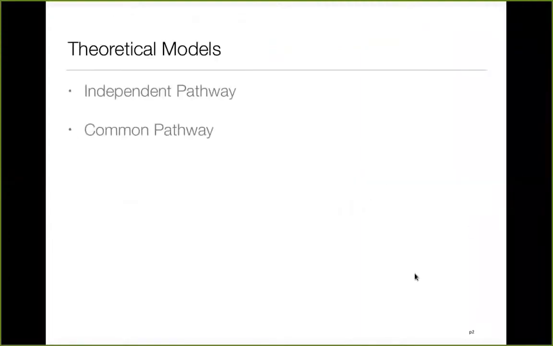Hi, I'm Rob Kirkpatrick, and I'm here to say a few words about multi-trait genetic analysis. Specifically, we'll talk about two classes of theoretical models, the independent pathway and common pathway models. These are said to be theoretical because they can be used to represent some substantive theory you might have about the decomposition of variance common to multiple traits, as well as unique to each trait.